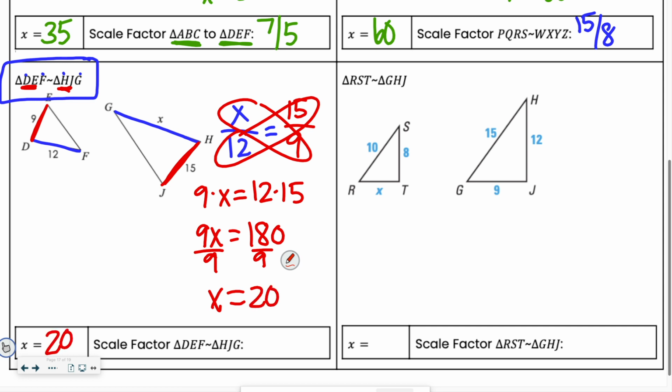Now we want to list our scale factor from triangle DEF to HJG. So we can pick whatever we want. Should we go with 9? We know 9, our red side, matches 15. Type this in your calculator. 9 ABC 15 gives us 3/5. 3 over 5. Amazing.